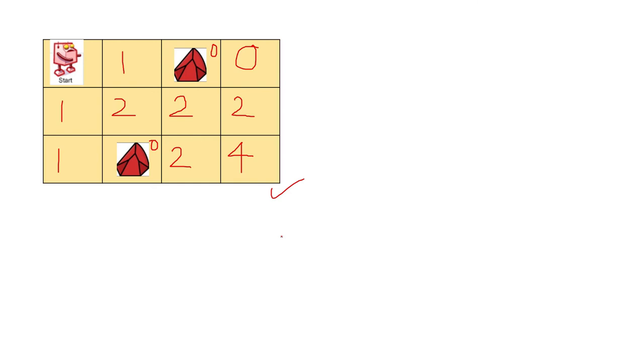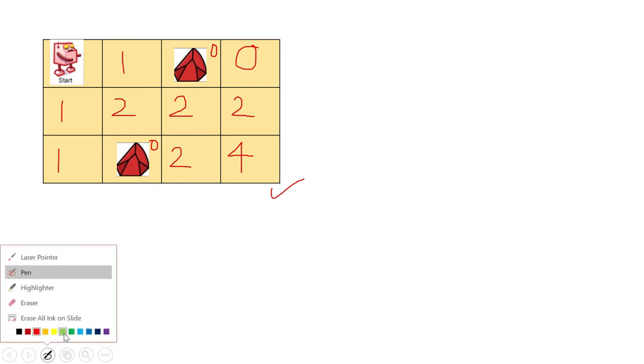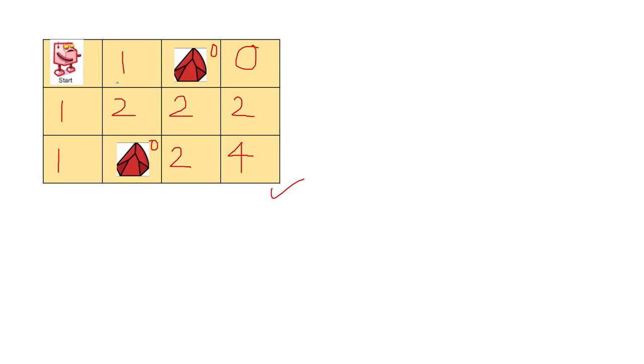Now if we have to check for the paths, then we can change the color and check. So one path possible will be this one. So this is the one way we can come. Then another path possible is this one. Then another path possible is this one, and this will be another path. So total 4 way we can come from the start to the end.